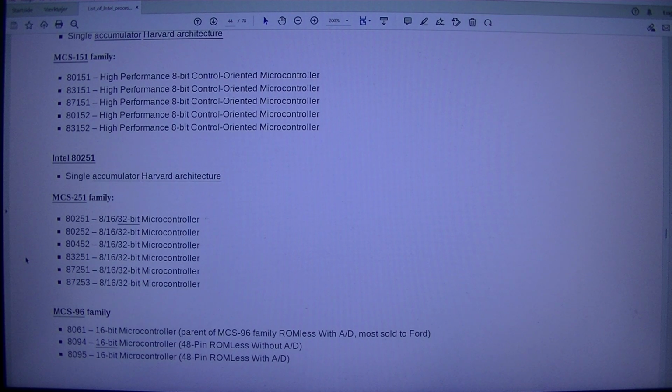8061 16-bit microcontroller. Parent of MCS 96 family, ROMless with a /D, most sold to Ford. 8094 16-bit microcontroller, 48-pin ROM-less without a /D. 8095 16-bit microcontroller, 48-pin ROM-less with a /D.